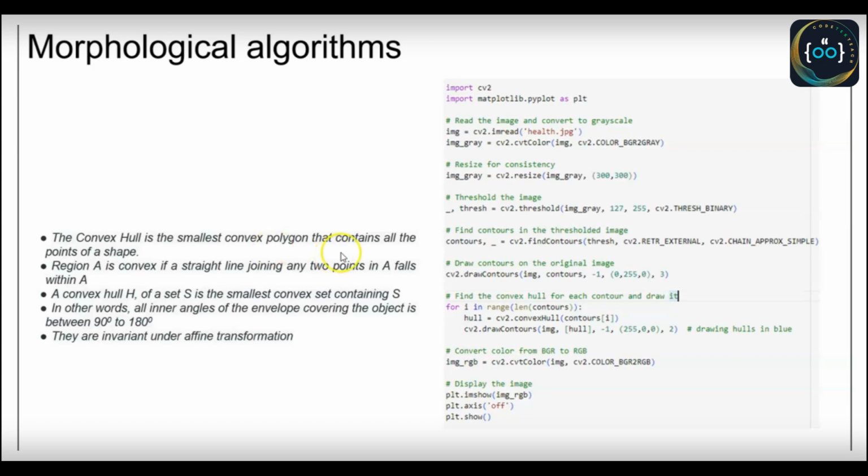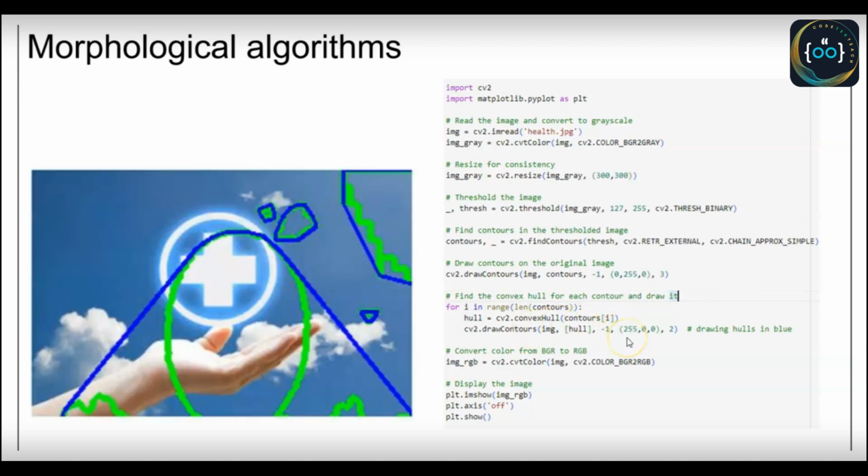In this code, cv2.convexHull is used to find the convex hull for each contour. And you see we have used a for loop because we want to identify the convex hull for each contour, and then cv2.drawContours is used to draw these hulls on the image. The hulls are drawn in blue color in BGR color space.